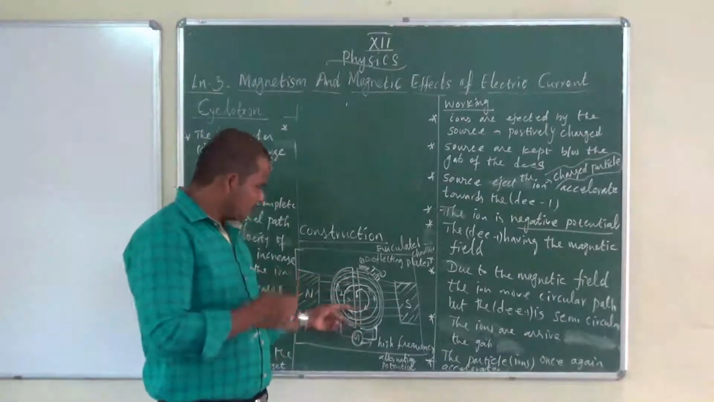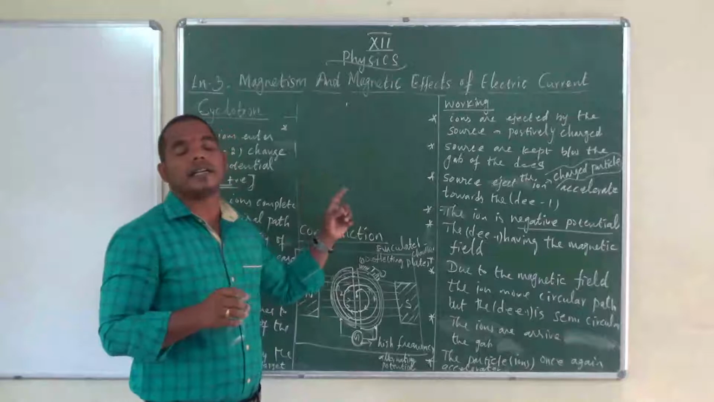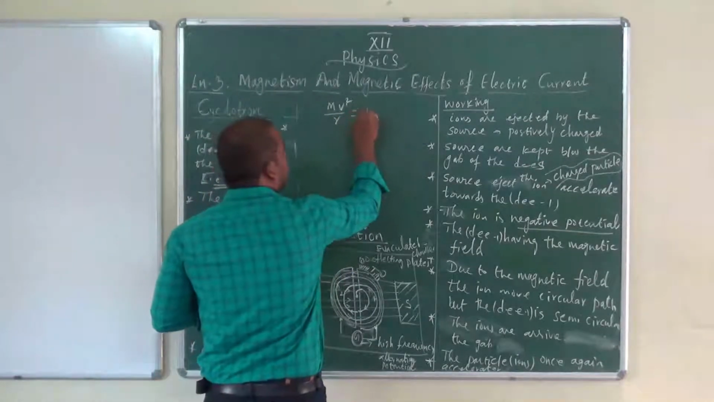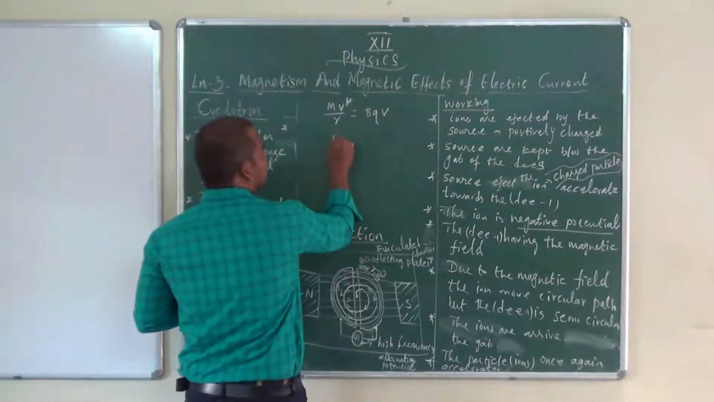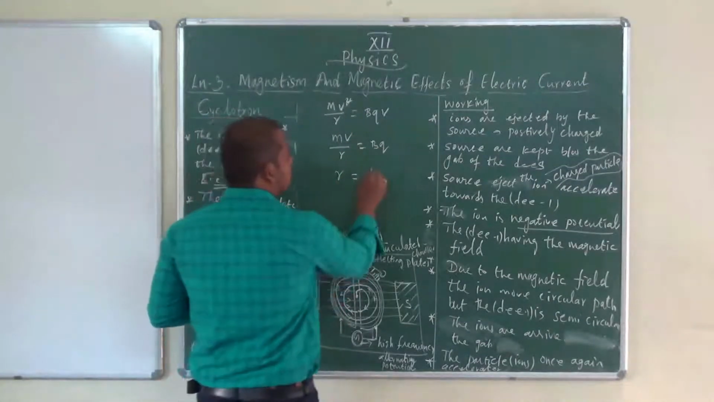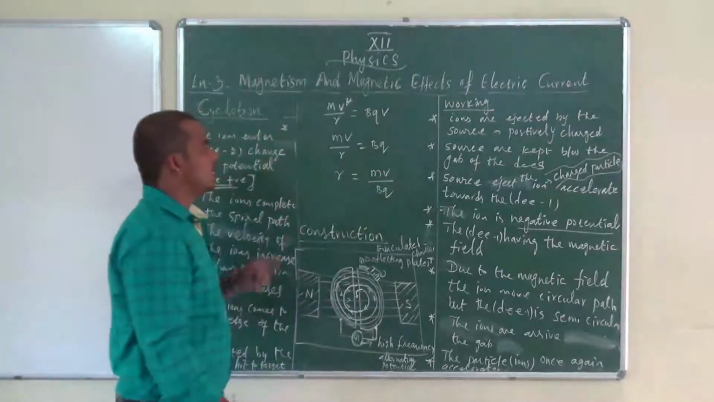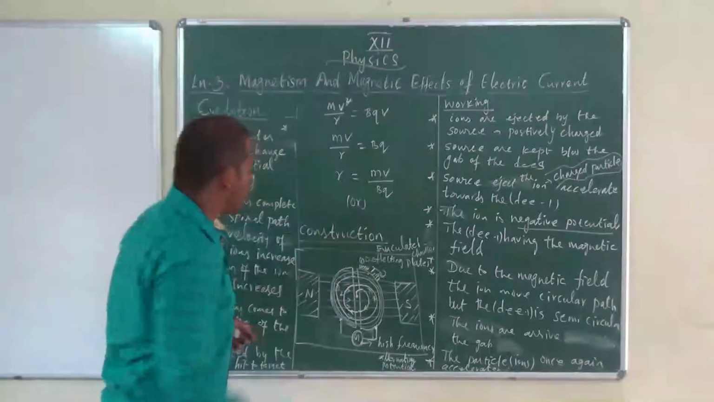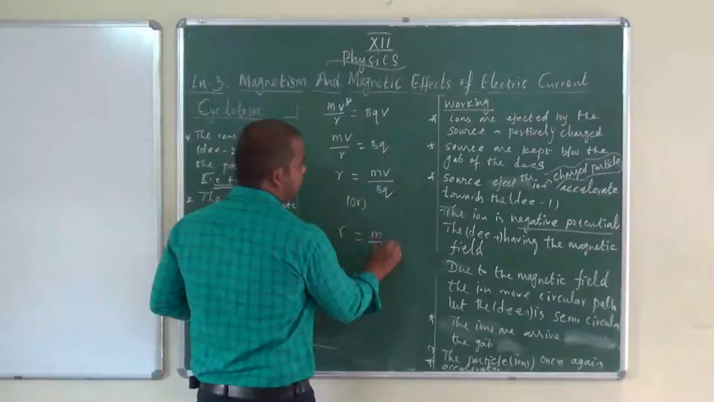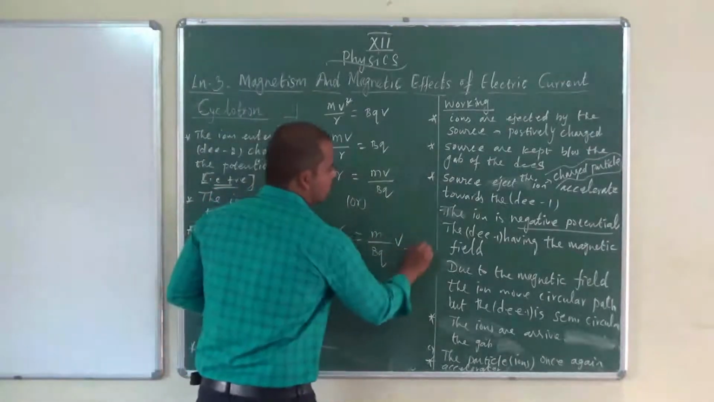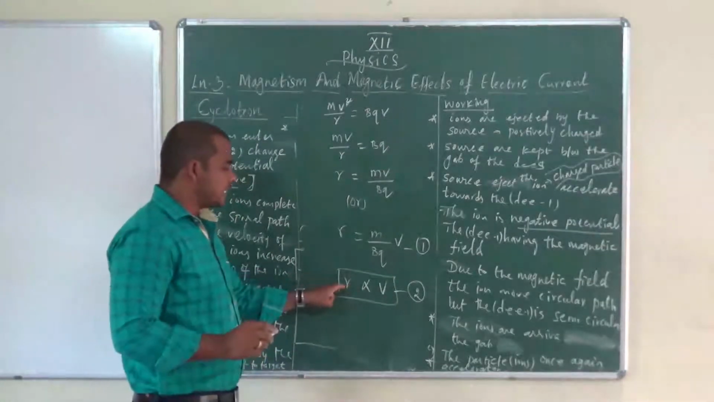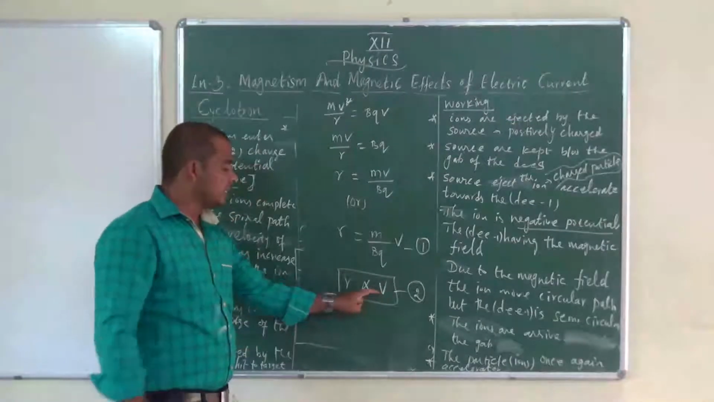Due to the circular path, the magnetic Lorentz force provides the centripetal force. The centripetal force is mv squared by r, isn't it? The magnetic Lorentz force is Bqv. Here v cancels, and the rest gives mv by r equal to Bq. Our aim is to find r equal to mv by Bq. Written in another format, r equals m by Bq into v. This is equation number 1: r is directly proportional to v. This is equation number 2. If the radius increases, the velocity of the particle also increases. If velocity increases, radius also increases.